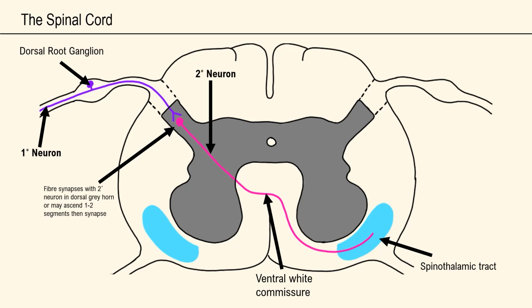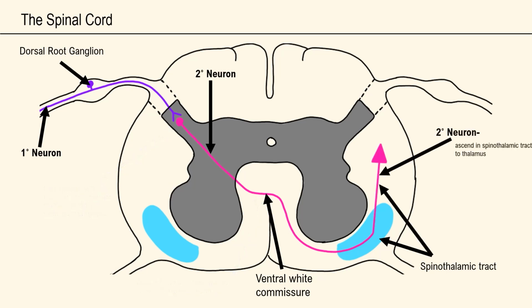It is now important to know that potentially these first order fibres may ascend one or two segments before synapsing, but the rest of the pathway will remain the same. Those second order fibres will still cross at the anterior white commissure before ascending up to the brain. These second order fibres are going to ascend in the spinothalamic tract and travel to the thalamus.